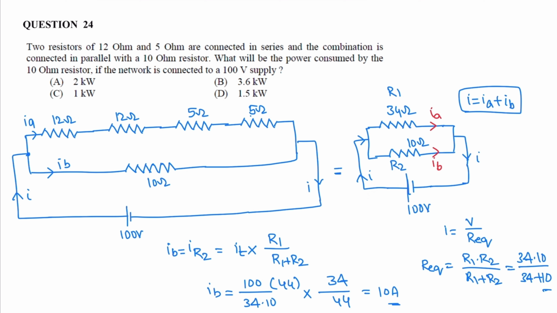Now in the question, they ask to calculate the power consumed by the 10 ohm resistor. So power consumed by the 10 ohm resistor is current squared into R. The current flowing through the 10 ohm resistor is IB, 10 ampere. So 10 square into 10 is 1 kilowatt. 1 kilowatt is the power consumed by the 10 ohm resistor. So the correct option is C.